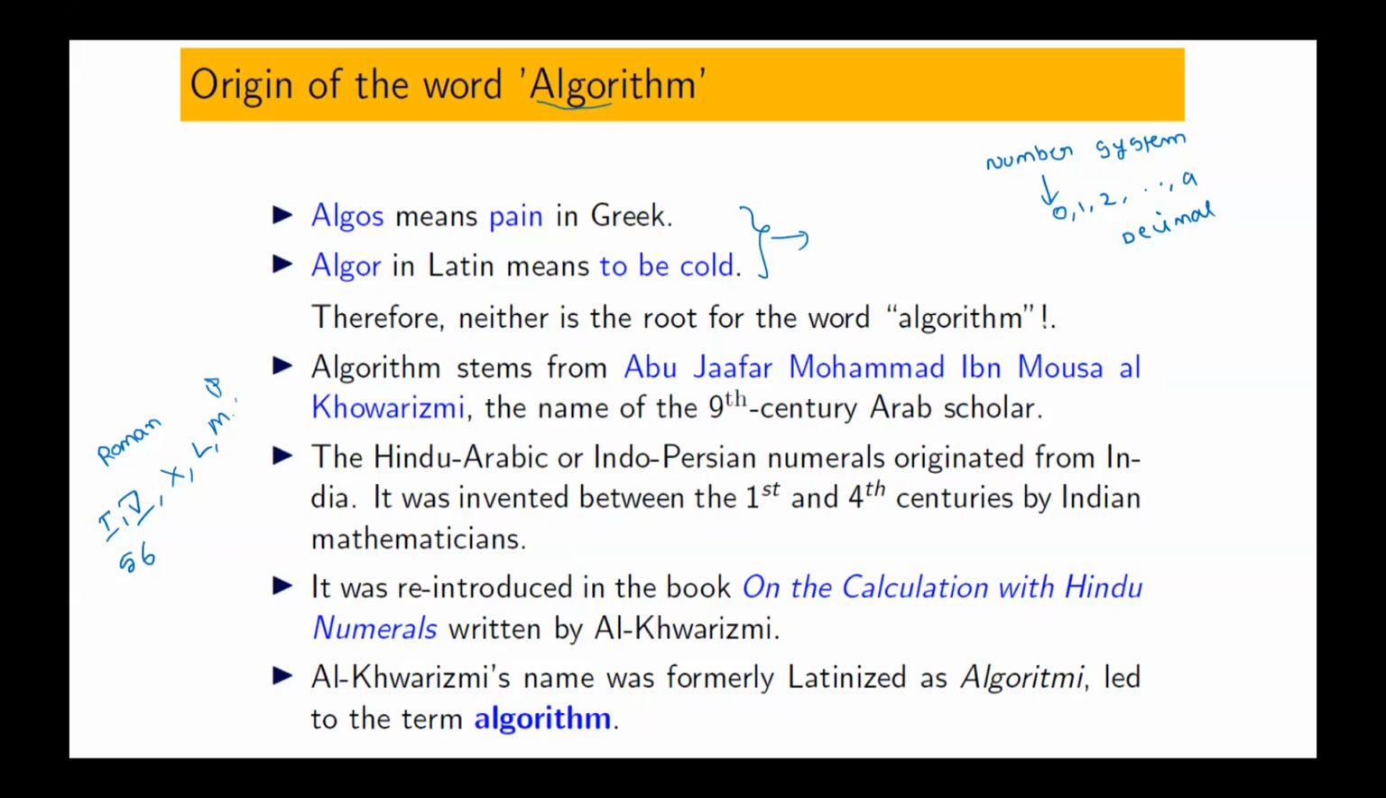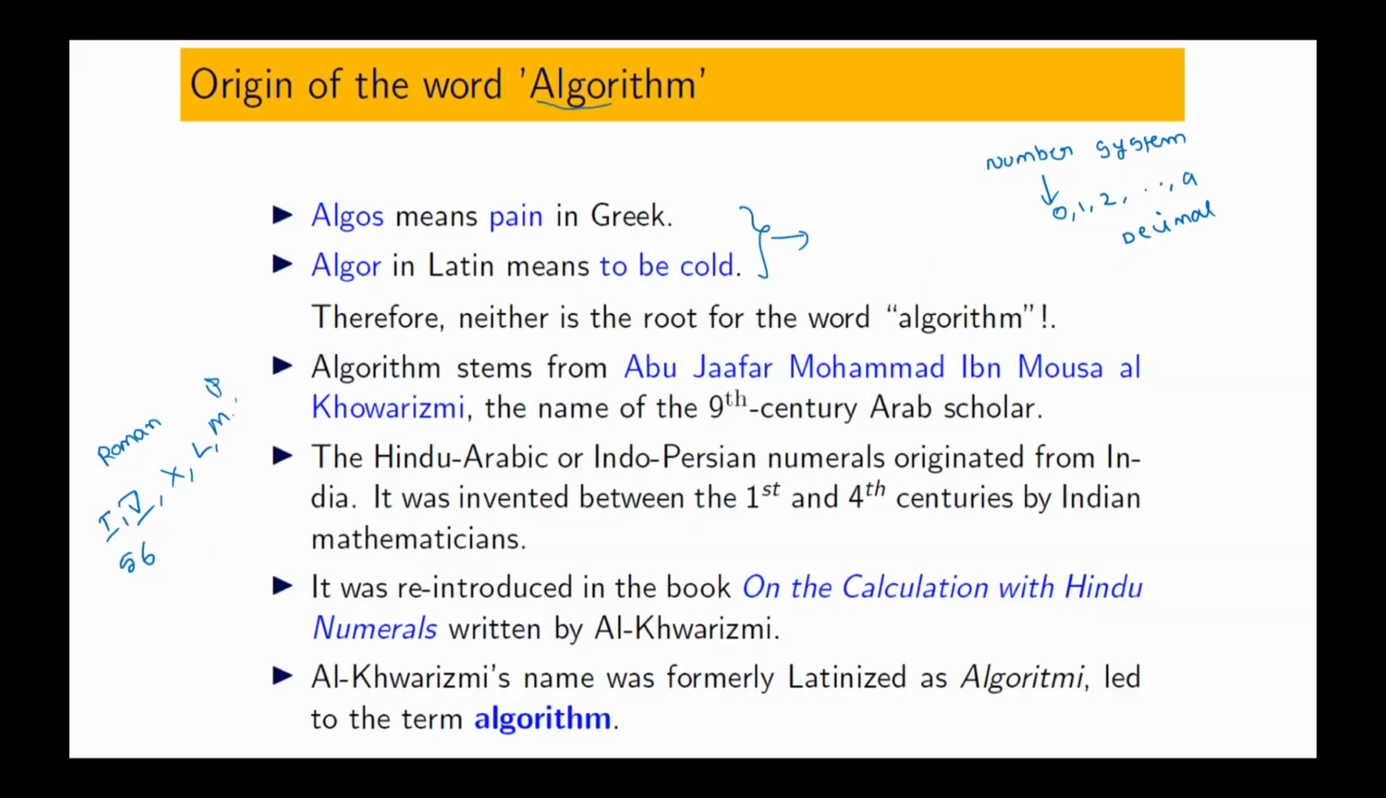Later, in the 9th century, Al-Khwarizmi spread the use of the decimal system, the digits 0, 1 to 9, which fortunately originated in India itself. That's why it is also known as the Hindu-Arabic system or Indo-Persian system.